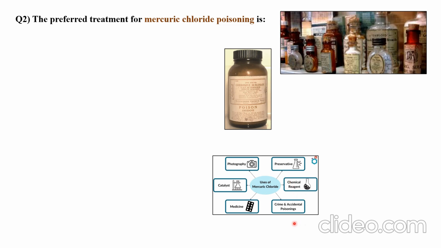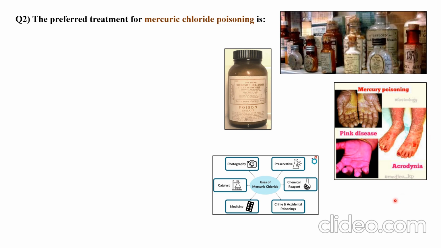It was used in certain suicidal or homicidal cases in which mercury chloride was one of the chemicals. It is used in the pharmaceutical industry as a medicine, as a catalyst in chemical reactions, and also in photography. So these are the various sources of contamination through which an individual can be exposed.